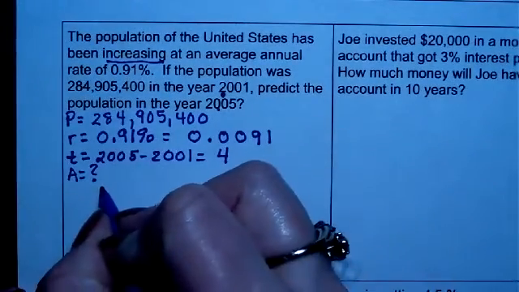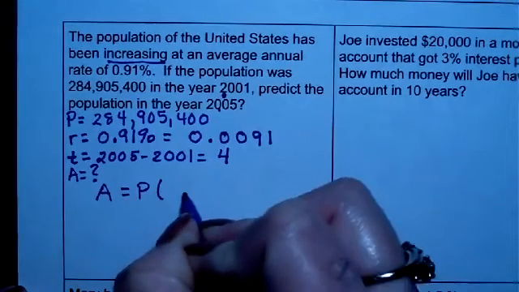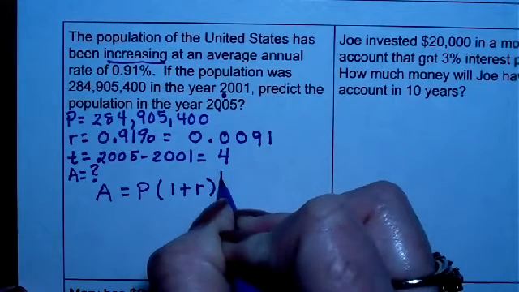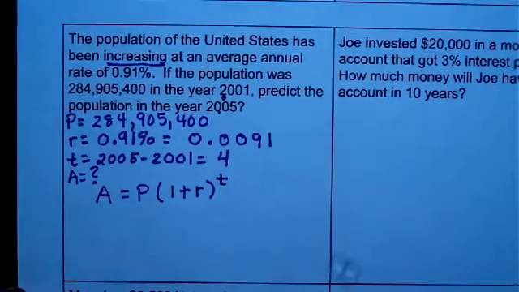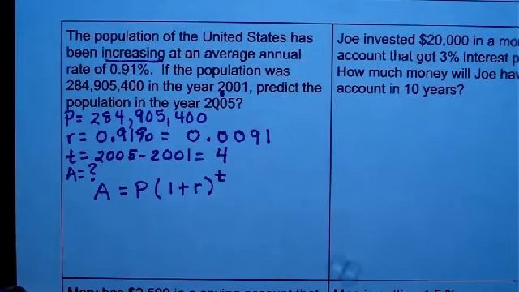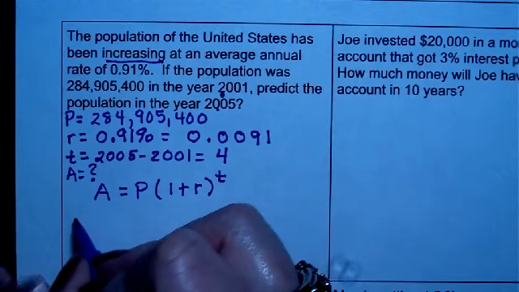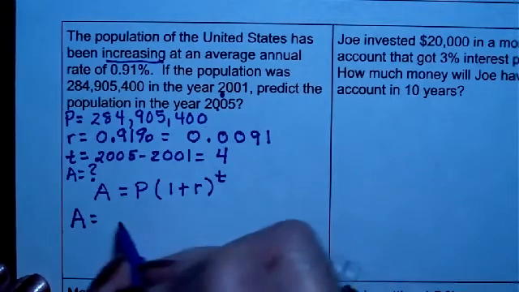So let's write it down. A equals P parentheses 1 plus R, close that parentheses, to the T power. Okay, remember, anytime you use a formula, you always start off by writing the formula. Okay, that tells the person reading your work what it is that you're wanting to do. Now let's plug or substitute our numbers into the right place.